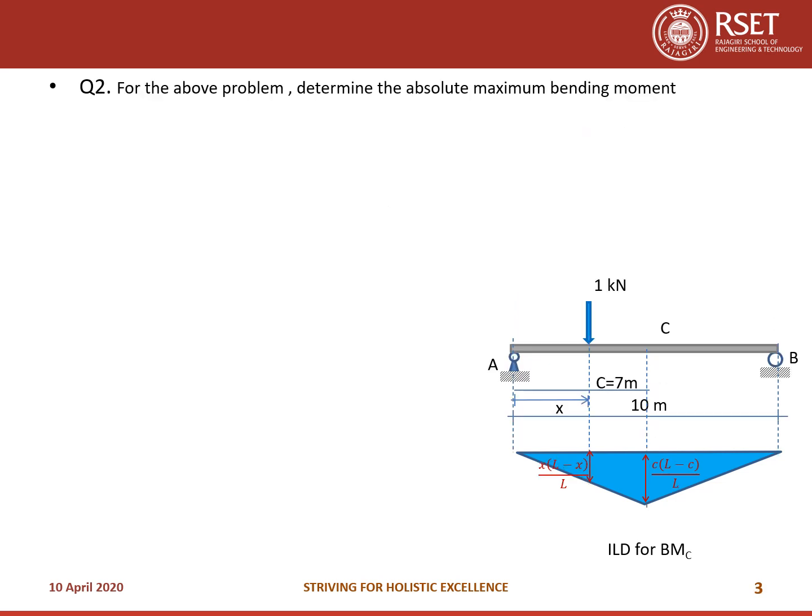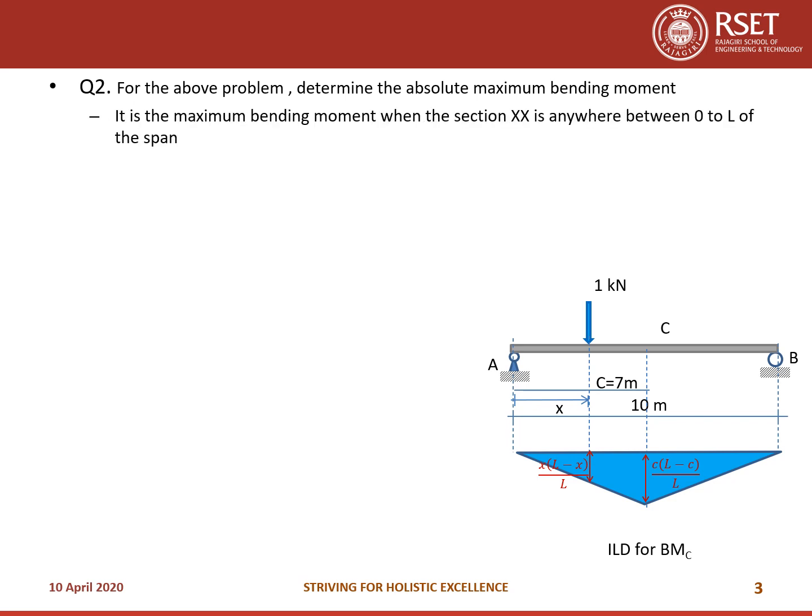For the above problem, determine the absolute bending moment. So this is the figure for getting the moment at the section C. Now what we need is the absolute bending moment. So we have seen that the section can be anywhere between 0 to L span, right? So how will you get the maximum bending moment? For that you have to differentiate the bending moment equation.